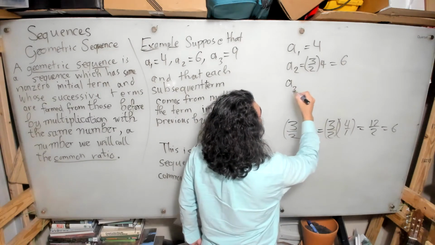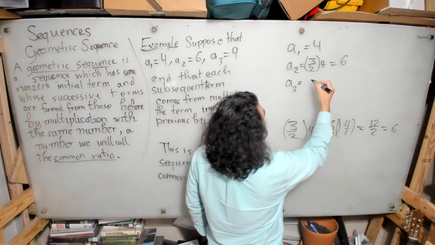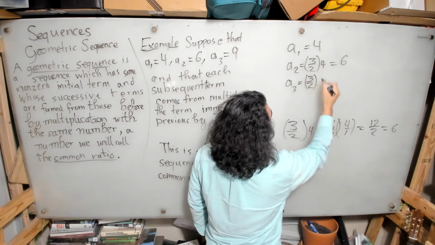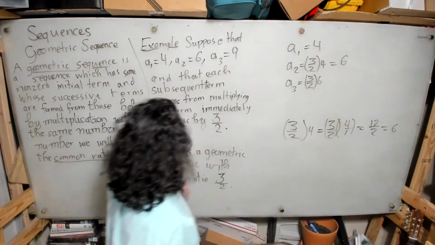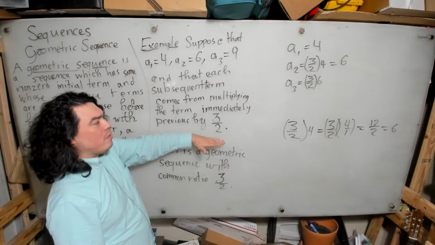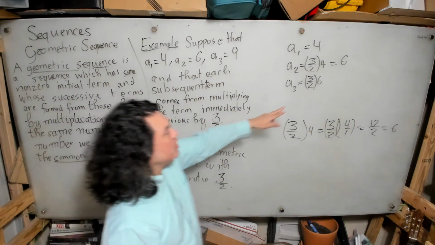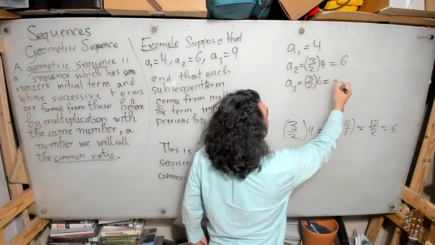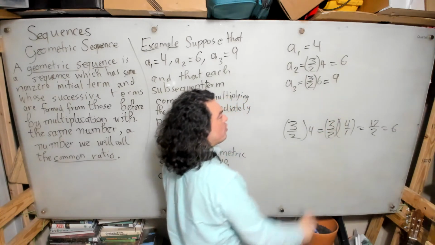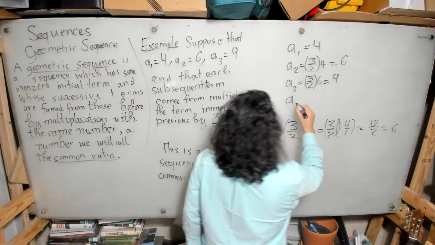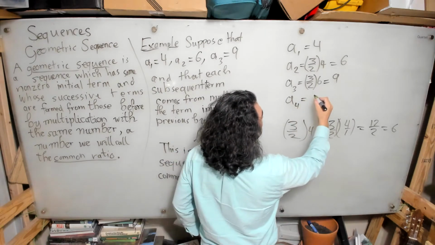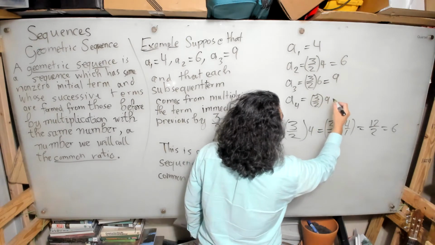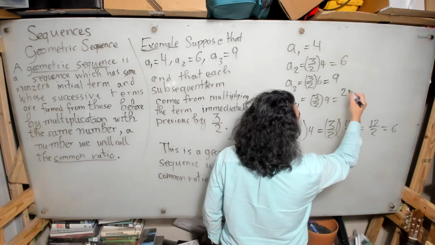We see that A3 is equal to 3 halves times 6. Okay, remember, we get the subsequent term by multiplying the term immediately previous by 3 halves. What's the term immediately previous to this one? 6. What's 6 times 3 halves? That's going to give us 9. And so that's how we got this one, and so on and so forth. Let's get the next term. The fourth term of the sequence is going to be, let's say, 3 halves times the previous value, which is 9. Okay. What is that? Well, that's going to be 27 over 2. Okay.